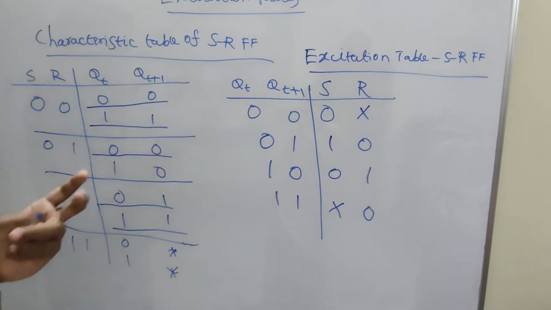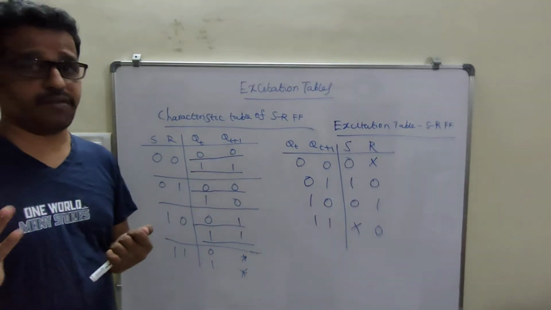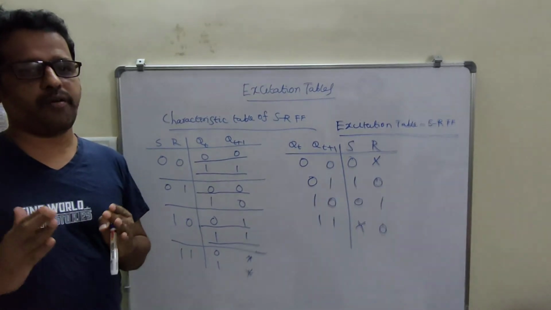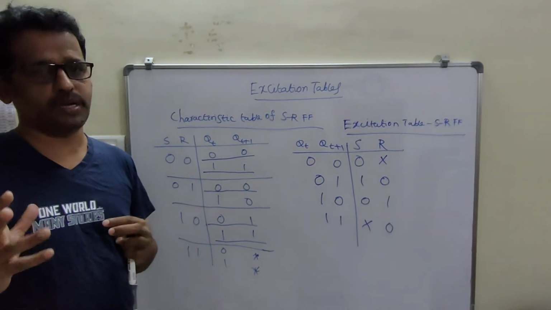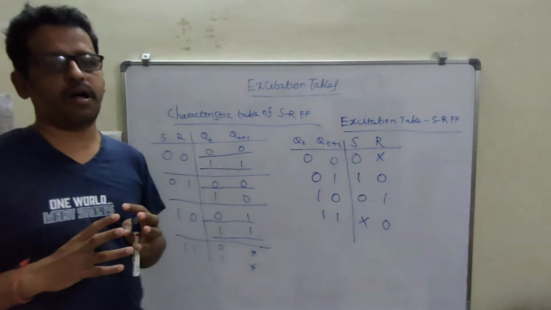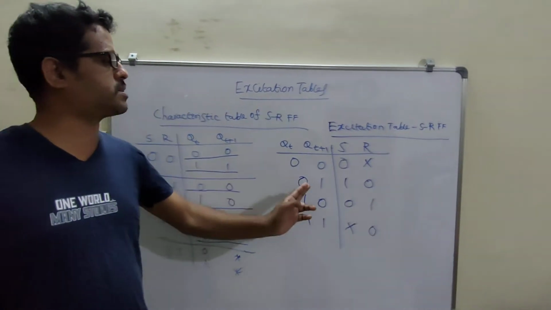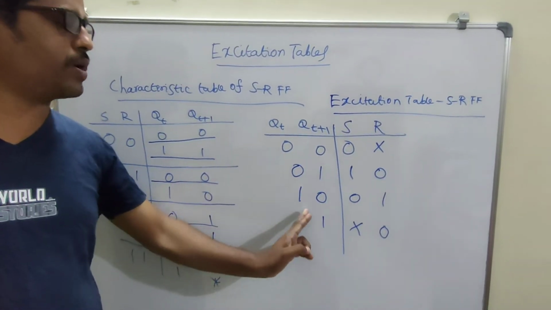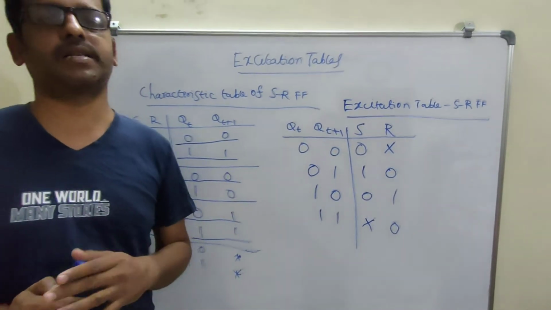This is how you need to find the excitation table for other flip-flops. One more thing is, it is very important to remember the excitation tables of all the flip-flops because they play a vital role in designing counters. So you are supposed to remember the excitation tables of all the flip-flops we are discussing now. This is the excitation table of an SR flip-flop: 0 0 is 0 X, 0 1 is 1 0, 1 0 is 0 1, 1 1 means it is X 0. You have to remember this excitation table.